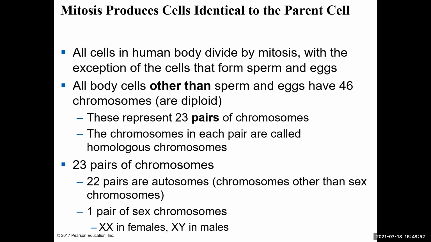And so as we said in the second video, all cells in the human body, except for gametic cells, divide by mitosis. So your sperm and your eggs are formed through the process of meiosis. Okay, and all those body cells will have 46 chromosomes and are diploid, except for your sperm and your eggs. These cells are haploid, so they are 1N. They only have one copy of each chromosome.